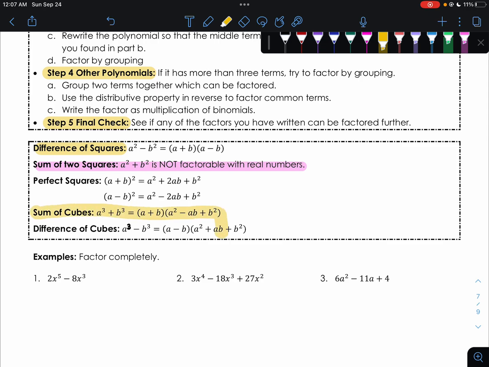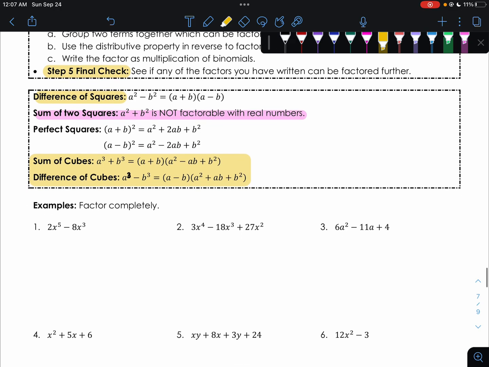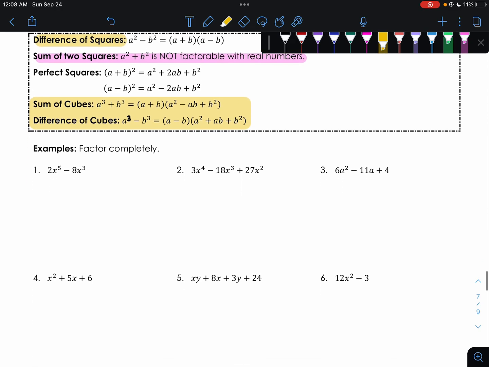And then here is our formula for a sum and difference of cubes. I did have a mistake in the notes page, so make sure we fix that and change that to a cubed instead of a squared for the difference of cubes.